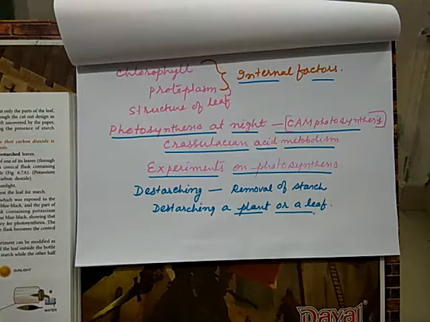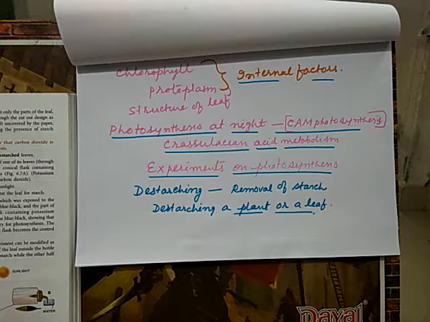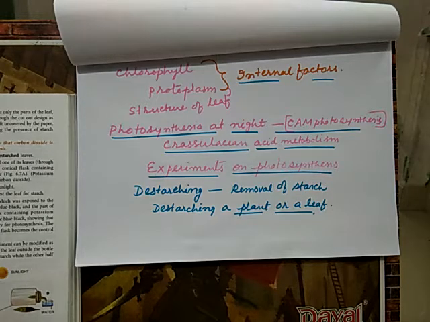Now, photosynthesis at night. Some remarkable plants, like aloe vera, tulsi, neem, and peepal, can show CAM photosynthesis, that is crassulacean acid metabolism. Crassulacean acid metabolism can be seen in some arid plants like epiphytes. They can release oxygen even during the night time. They can perform photosynthesis at night time also.